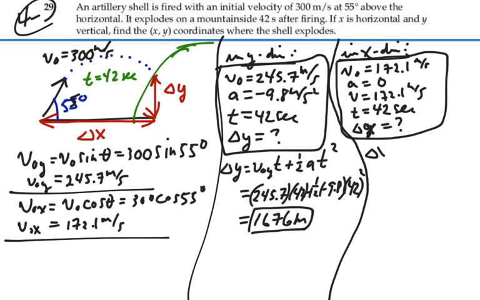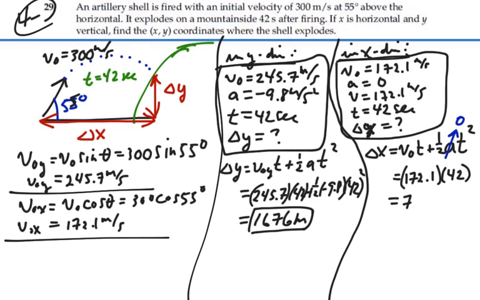We have several things that we can use, but let's use this: v naught t plus 1/2 acceleration times t squared. In this case, the acceleration is 0, and so this is equal to our initial velocity, 172.1, times our time, 42 seconds. And that's equal to 7,228 meters. So that's our x displacement.